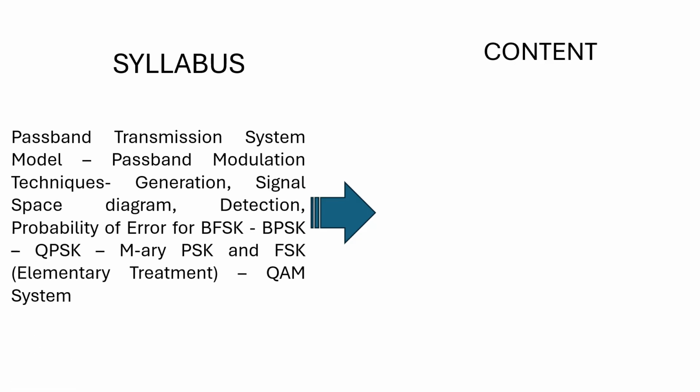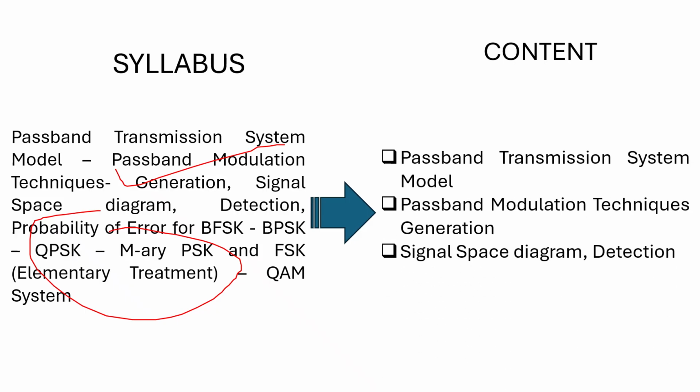Here is the syllabus for your fourth unit. Apart from this passband modulation transmission system, we have to learn the probability of error in all these types of modulation techniques. So in this session we will see only the passband modulation transmission system, and the error we will look into in another part.